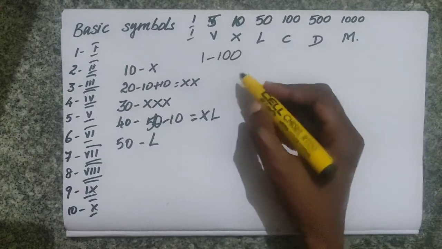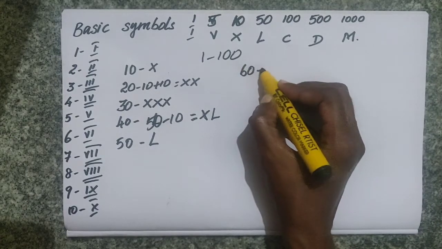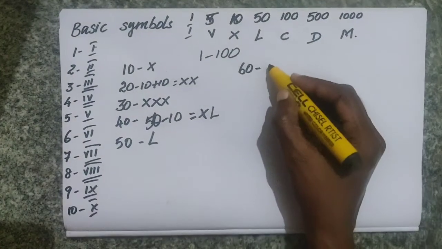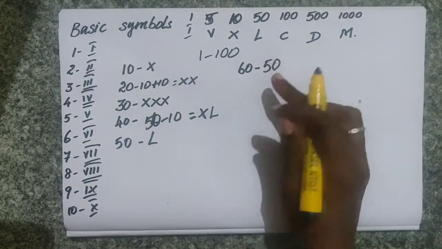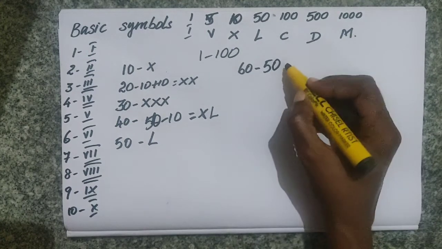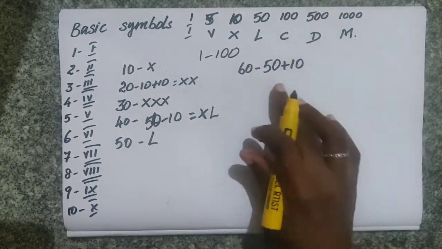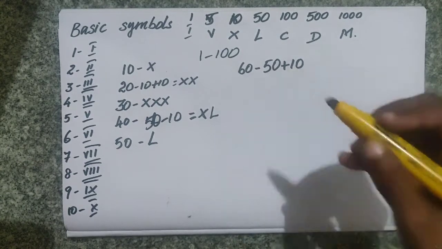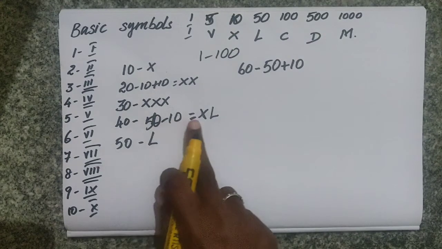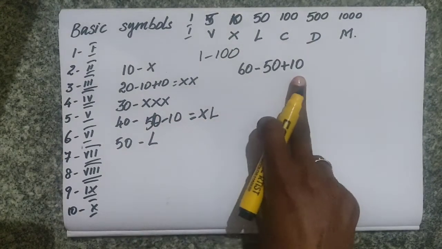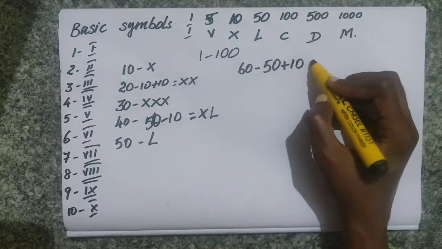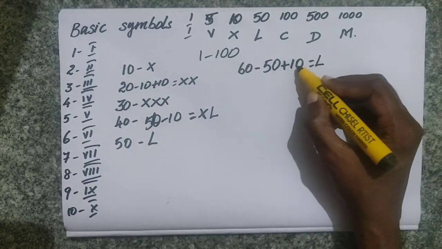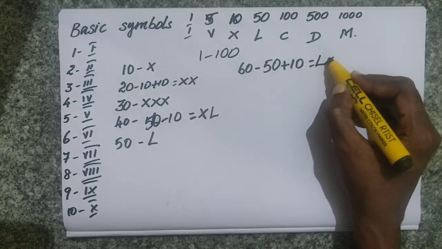Okay, now 60. For 60 you will not again go with the 10. You have to go from the highest one, which is 50. From 50 you have to plus 10, then only you will get 60. So when you add, the smaller numeral must be on the right side. When you minus, the smaller numeral is on the left side. But here you are adding, so for 50 it is L, and this 10 will be on the right side.